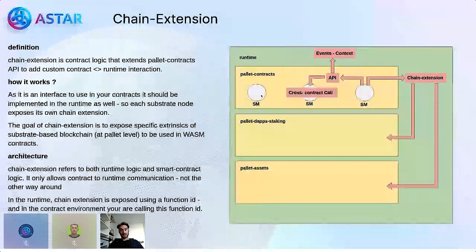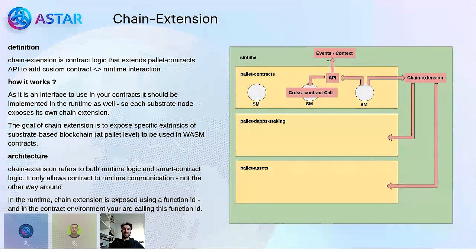SM is smart contract, so you have different smart contracts. And smart contracts use the pallet contracts API to, for example, do a cross-contract call to another smart contract, but can also interact via this API with the runtime, for example, to emit an event or to query context. For example, query the native balance of the smart contract or query the code hash of this smart contract.